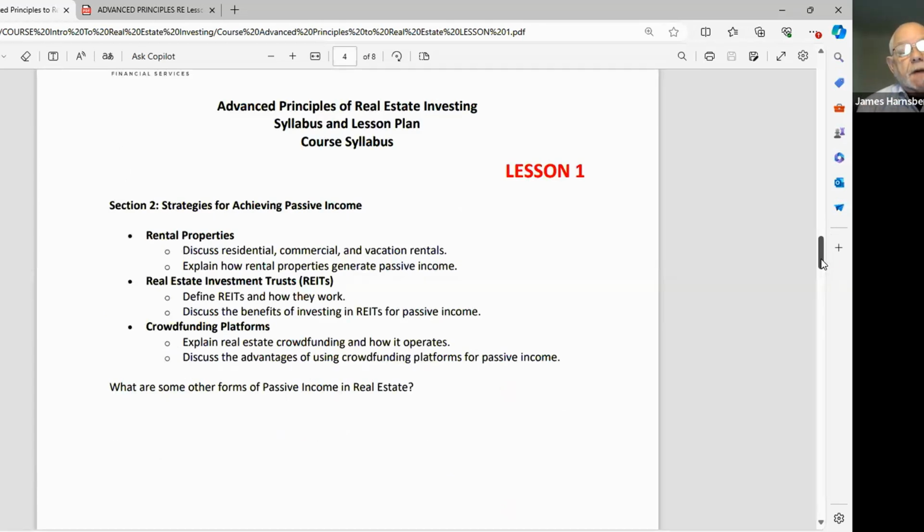Strategies for achieving passive income are not complicated. There are all kinds of investment opportunities: residential, commercial, vacation rentals. Properties can be held through limited partnerships, limited LLPs. You can invest in a variety of different instruments and vehicles that will allow you to be an investor in a rental property and configure it in different ways.